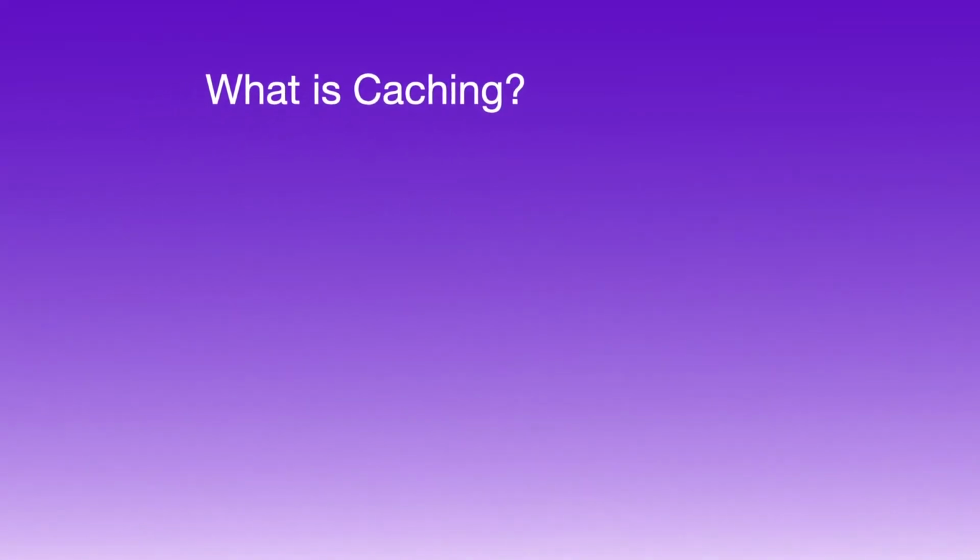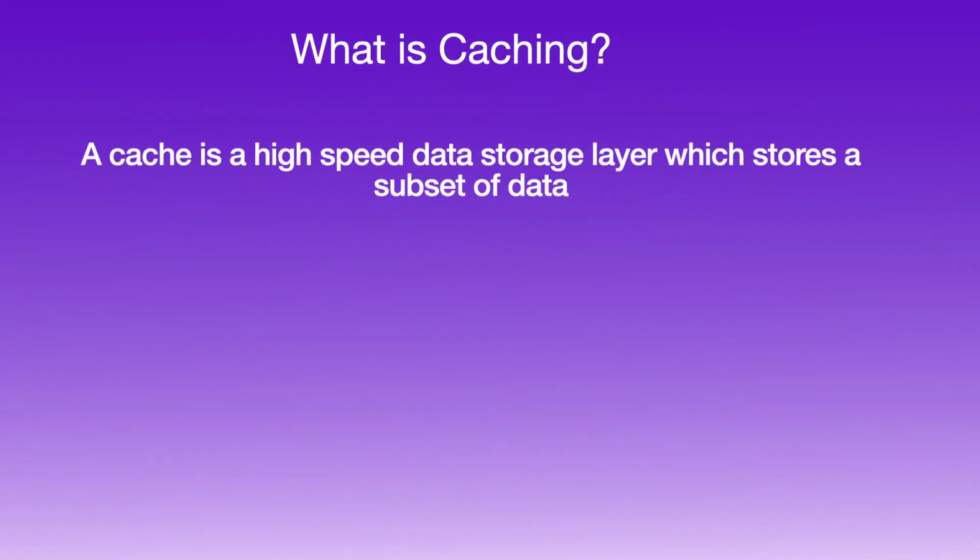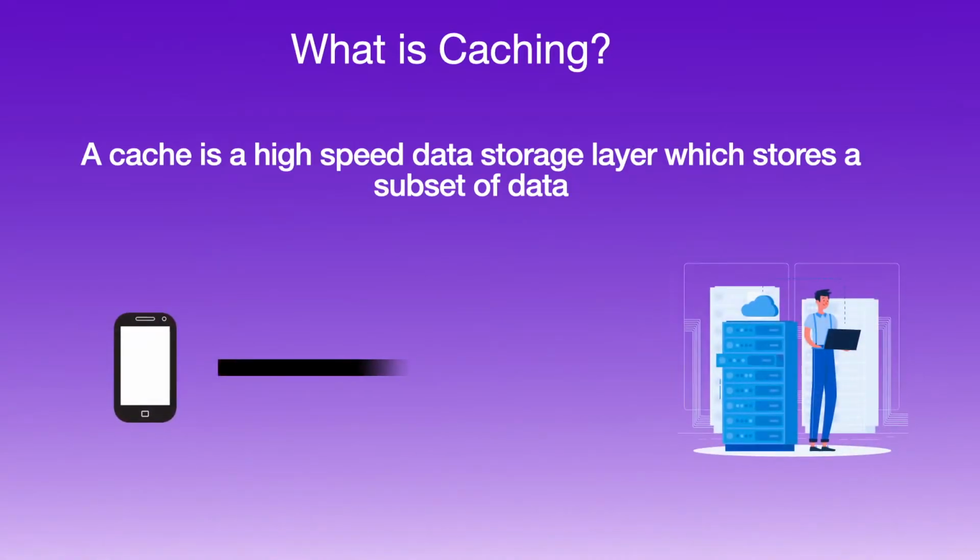So what is cache? A cache is a high-speed data storage layer which stores a subset of the data so that future requests for the data can be served in a much faster way. Let's take a scenario where a client is trying to connect to a remote server and fetch data from it. Now if we introduce a cache in between, the client will get the data from the cache. As the cache is very fast, the client's request can be served much faster.